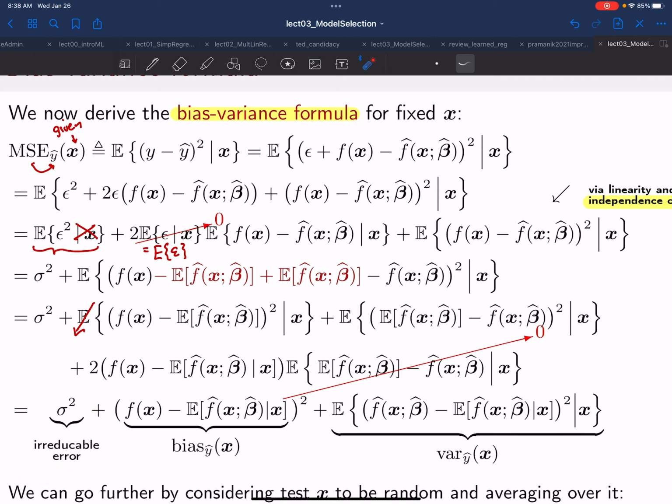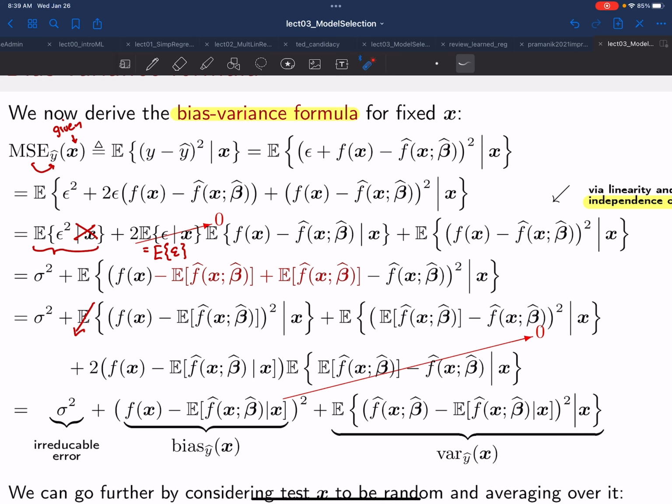Okay, next, we have this term here. We have a quantity which we call the bias that gets squared. I'll talk about the bias in a moment. The very last quantity is this, and all we've done is swap these two things. Because it's squared, we can subtract one from the other or the other from the one, it doesn't matter. Finally we get this last term, the variance. So the MSE is the irreducible error plus the bias squared plus the variance.